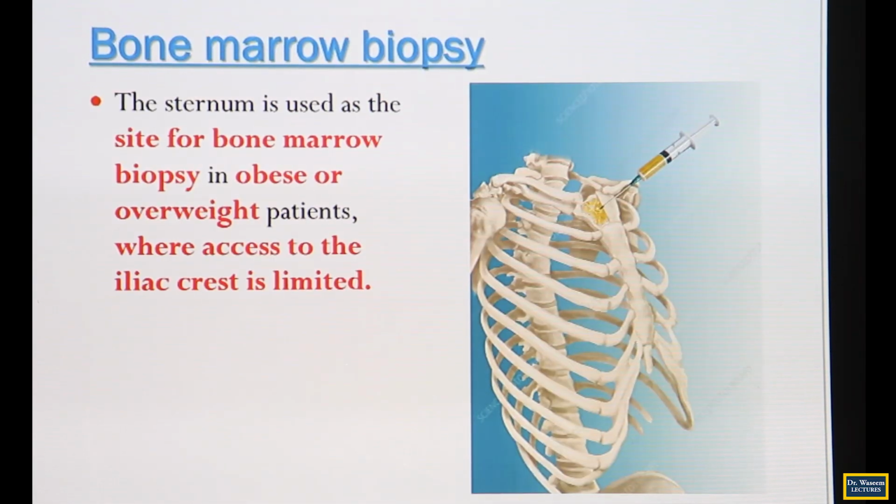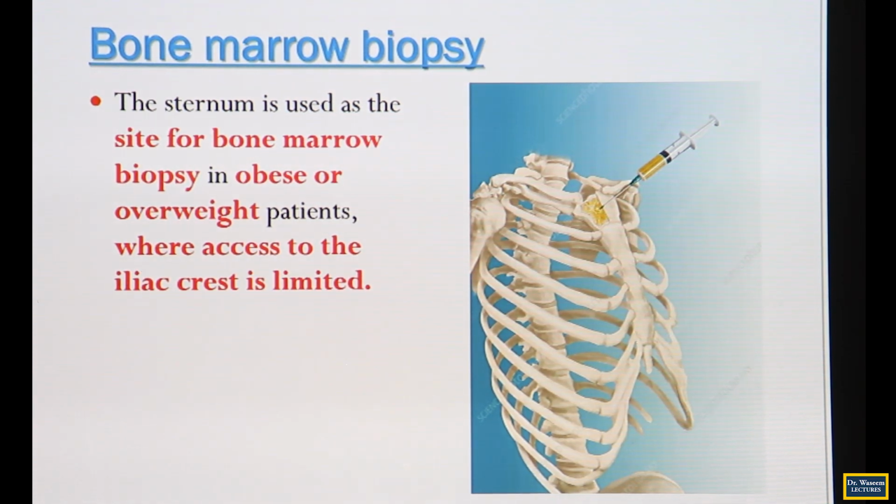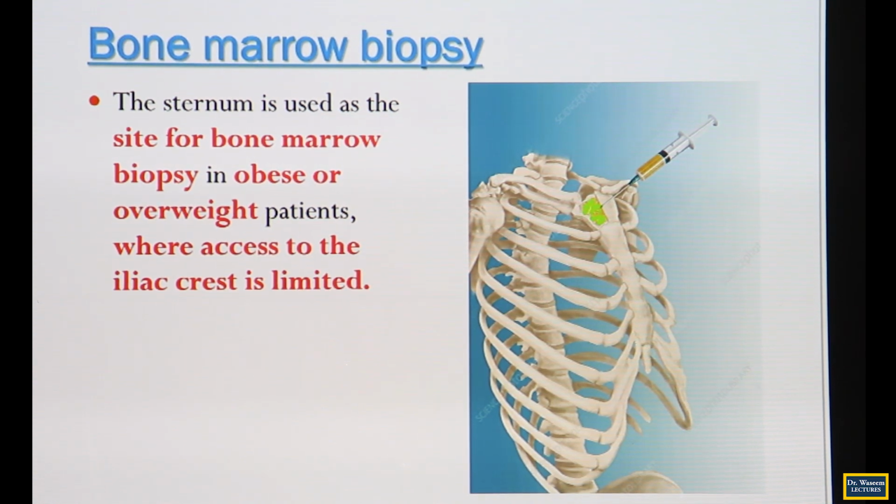Because it is a superficial bone, you can feel this under the skin. Outside you have the periosteum, then the compact bone, then the spongy trabecular bone, which has red bone marrow throughout life. You can take a sample of the red bone marrow for pathological analysis. This is called the bone marrow biopsy.